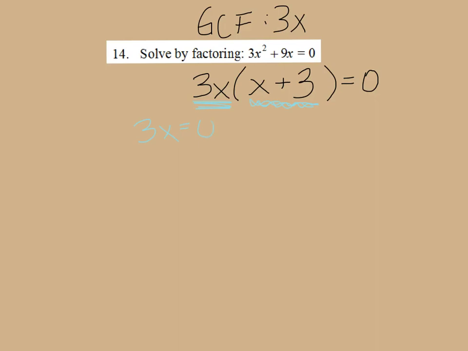So go ahead and set them both equal to 0. 3x equals 0. Divide by 3. X equals 0. And x plus 3 equals 0. Minus 3 minus 3. X equals negative 3. So those are your two answers, x equals 0 and x equals negative 3. We determined that because we saw we had a binomial with a greatest common factor that we could take out to the front.